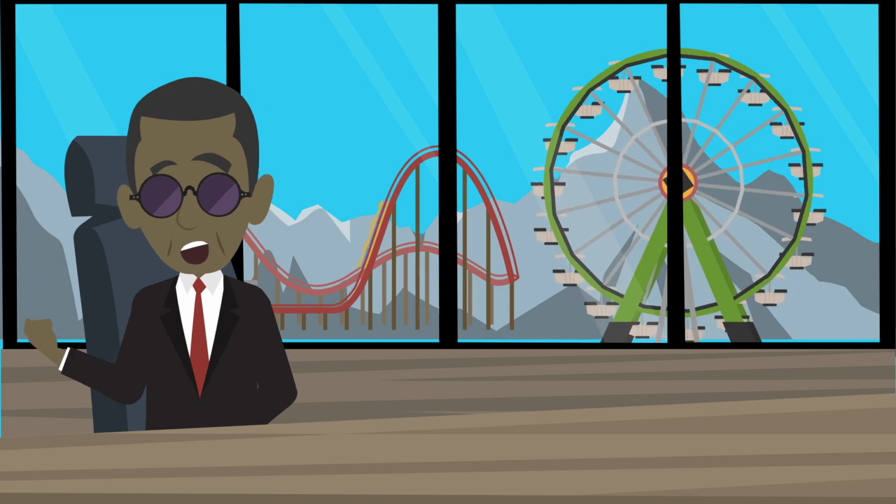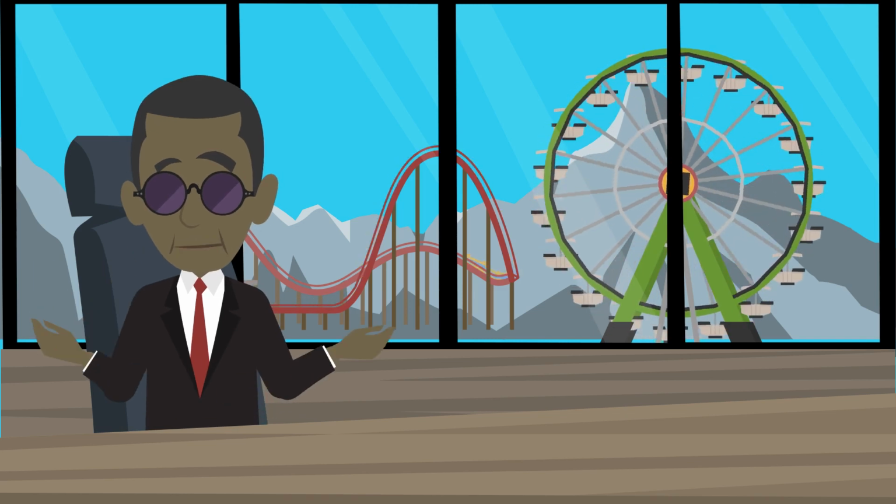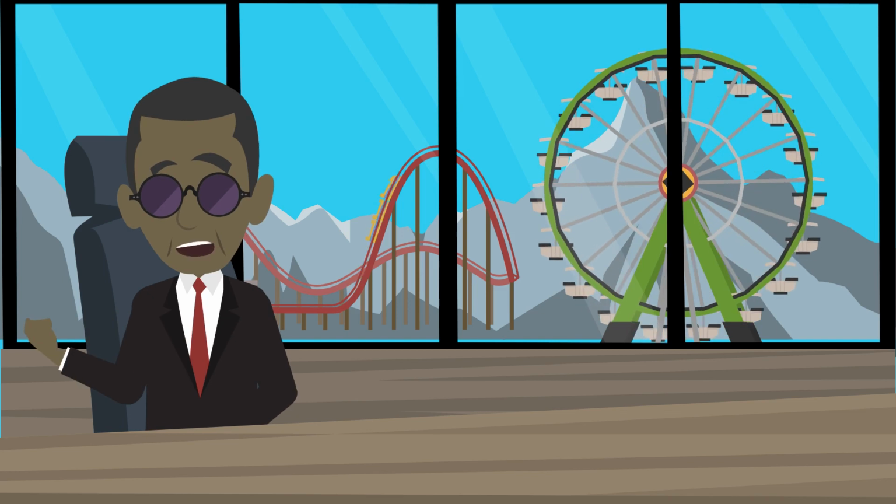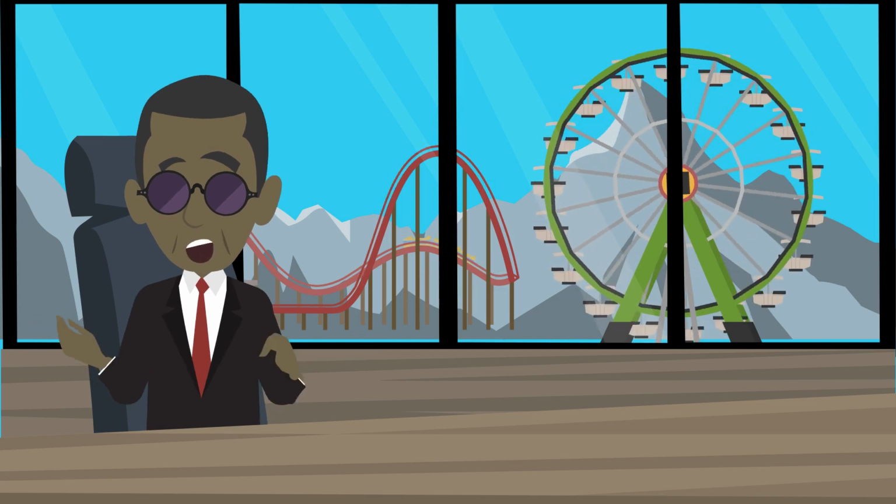Welcome back, and today we are going to discuss conditionals. Conditionals are clauses that use the words if and unless in them. They use these words to show a condition that something will or will not be done when something else is done or not done. For example, let's use the sentence we used in a previous section.